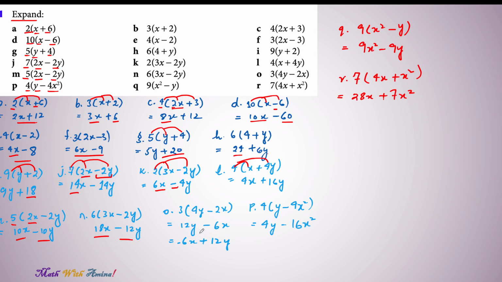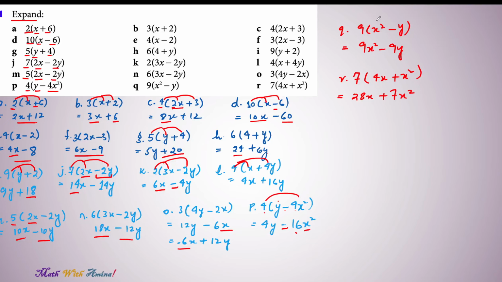Now in here, in order to change the order, because x comes first and then comes y, changing the terms based on alphabetical order, we will get minus 6x plus 12y. 4 multiplied by y is equal to 4y. 4 multiplied by minus 4x square. So in here plus multiplied by minus, we will get minus. 4 multiplied by 4 is equal to 16, and x square will be written as it is. It will become 4y minus 16x square.